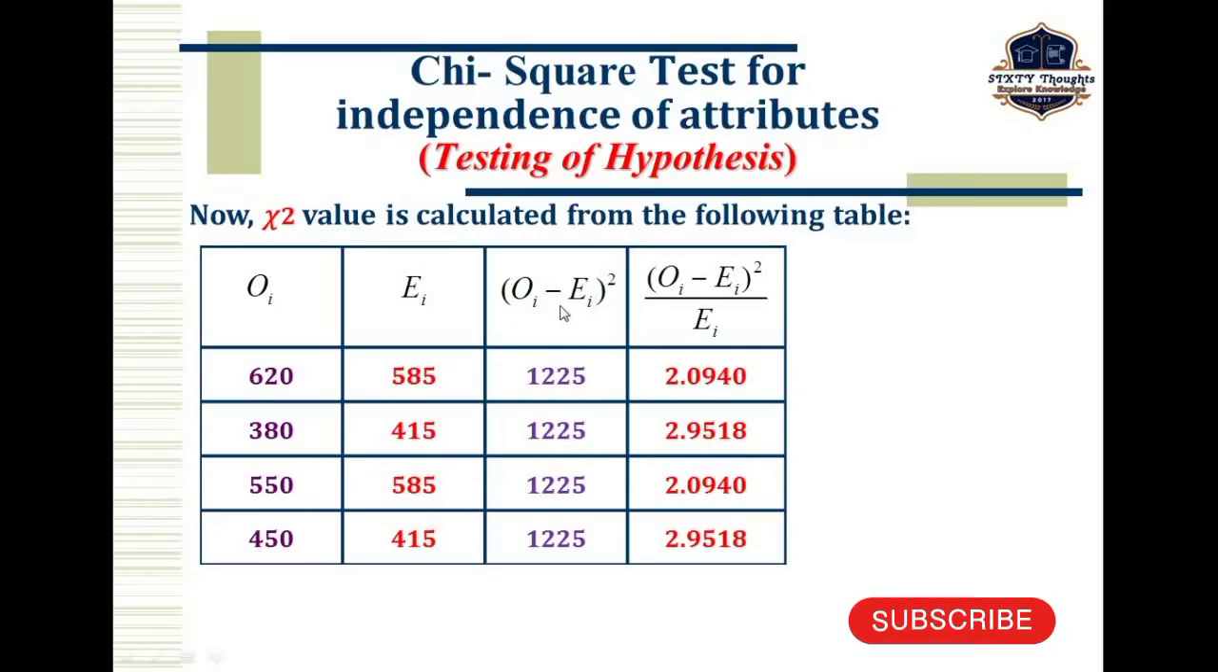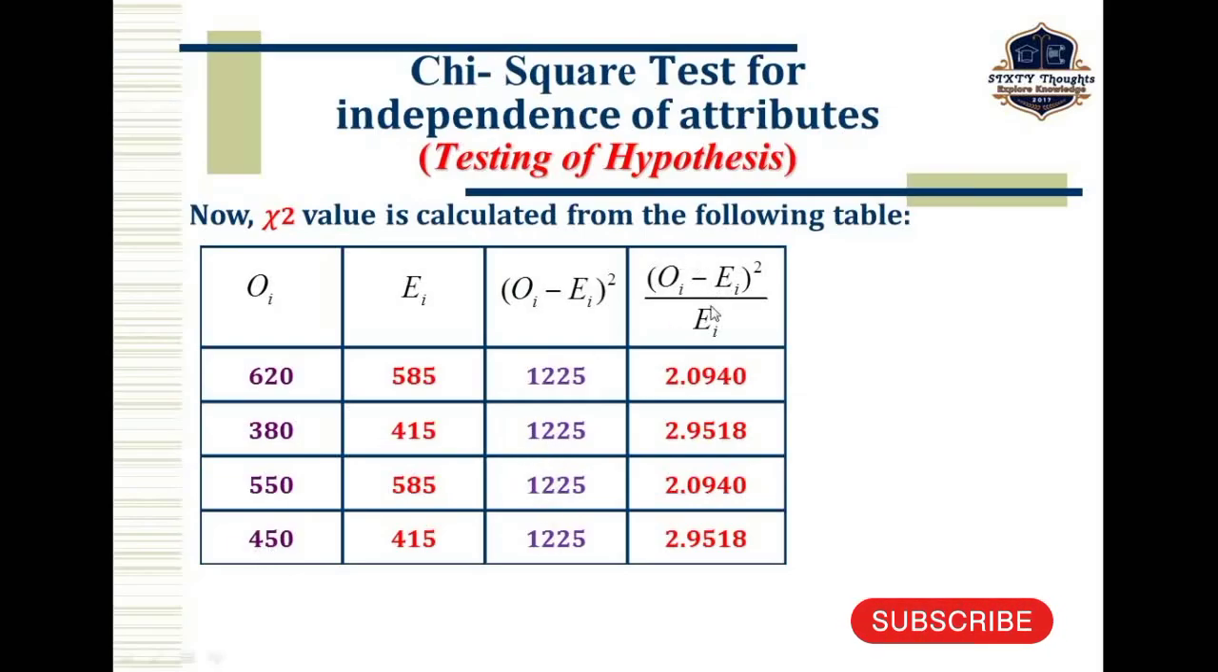Why are we finding this term? In the chi-square formula, the numerator has a square term. So subtracting 620 minus 585, you get some answer. Then take that answer squared, you get 1225. Similarly, subtracting 380 minus 415, you get some answer. That answer is 35. 35 squared is 1225. Similarly, for the remaining values, you get the same answer.